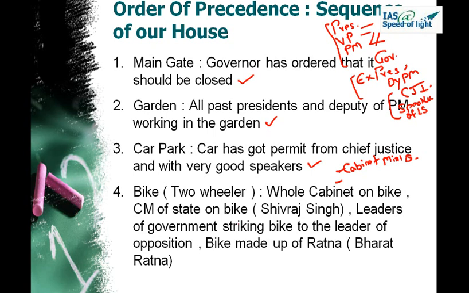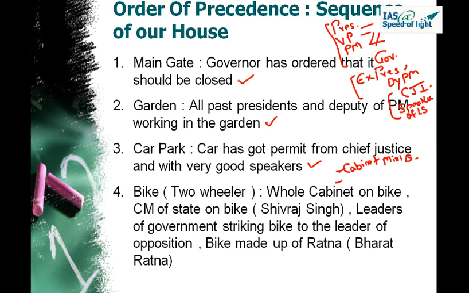Chief Minister of State. For Chief Minister of State, we are taking the picture of Shivraj Singh Chauhan, the current Chief Minister of Madhya Pradesh, who was elected for the third time consecutively as Chief Minister of a single state. So our picture for Chief Minister of State would be Shivraj Singh Chauhan, the Chief Minister of Madhya Pradesh.